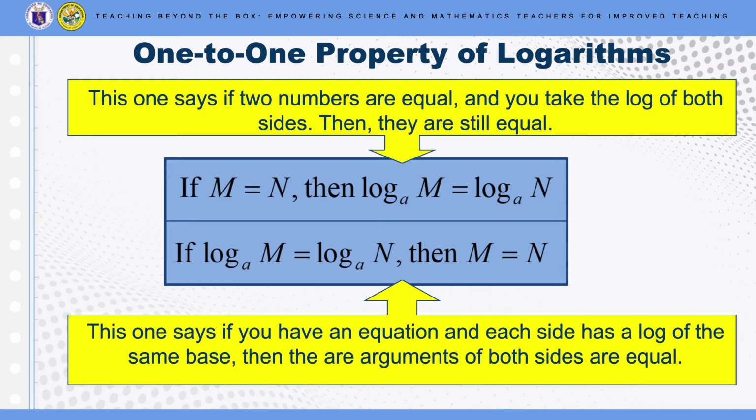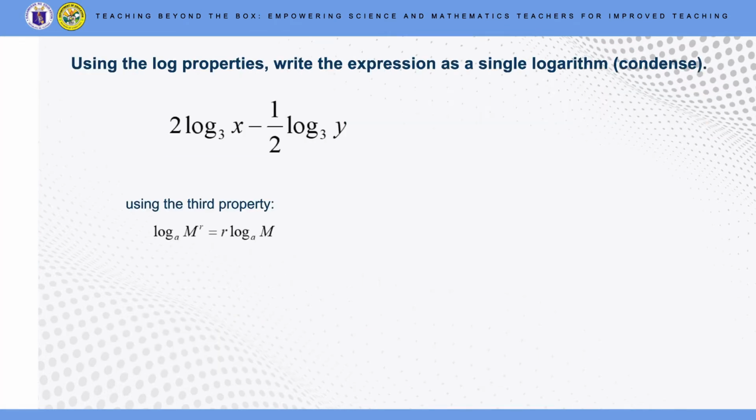Using the log properties, write the expression as a single logarithm or in condensed form. The problem is 2 times the logarithm of x base 3 minus 1/2 times the logarithm of y base 3. Solution. Applying the third property of logarithm, which is the power rule, we will have the logarithm of x squared base 3 minus the logarithm of y raised to 1/2 base 3. Then applying the second property of logarithm, which is the quotient rule, we will now have the logarithm of x squared over y raised to 1/2 base 3.